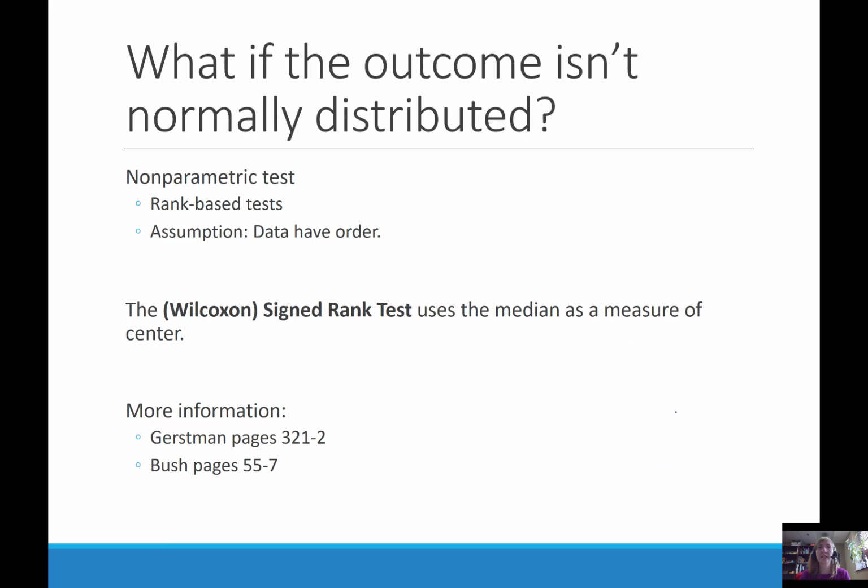One of our assumptions for using a t-test is that the outcome, sleep hours, is normally distributed. However, this may not always be true. In this case, we would have to use what's called a non-parametric test. The only assumption of a non-parametric rank-based test is that the data have order. Since our outcome is continuous, it does have a natural order to it. The associated non-parametric test for a one-sample t-test is what's called the Wilcoxon signed rank test. This uses the median as a measure of center instead of the mean, as the median is a better measure of center than the mean when the outcome isn't normally distributed. More information is provided in the textbooks on the listed pages.